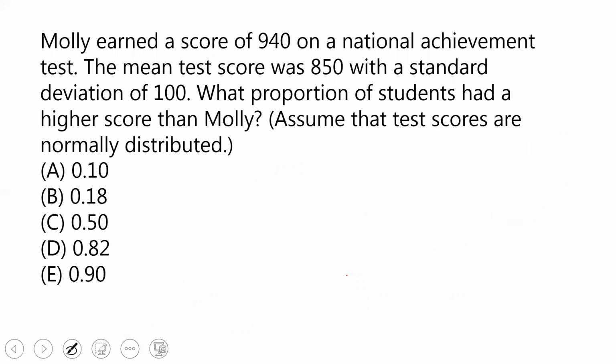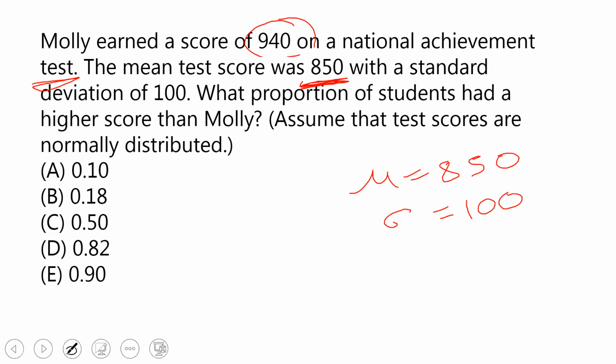So now we have a simple question. Let's see what the question is. Molly earned a score of 940 in a test. The mean test score was 850, so mu was 850, with a standard deviation of 100. What proportion of students had a higher score than Molly, assuming that the test score is normally distributed?